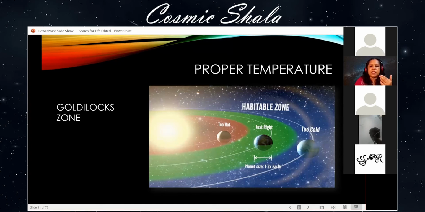There is a habitable zone around the sun, and if you're too close to the sun, then it's too hot. So Mercury and Venus, as you might know, are in an area that makes them too hot. Then there's an area which is just right for habitation and for supporting water, and beyond that again it's too cold. So this is called the habitable zone or the Goldilocks zone.